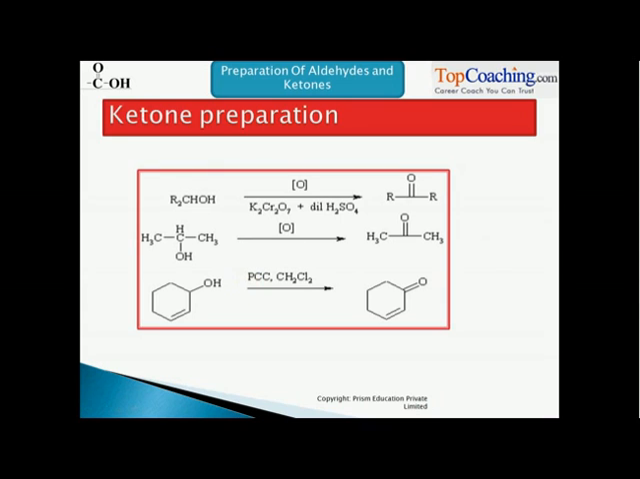Then to prepare ketones, same thing. The only difference is when ketones are prepared, oxidation of secondary alcohols is done. When aldehydes are prepared, oxidation of primary alcohols is done. We can see this is a secondary alcohol, right? The hydroxy group is attached to a carbon which is further attached to two more carbon atoms. So this is a ketone preparation from a secondary alcohol.